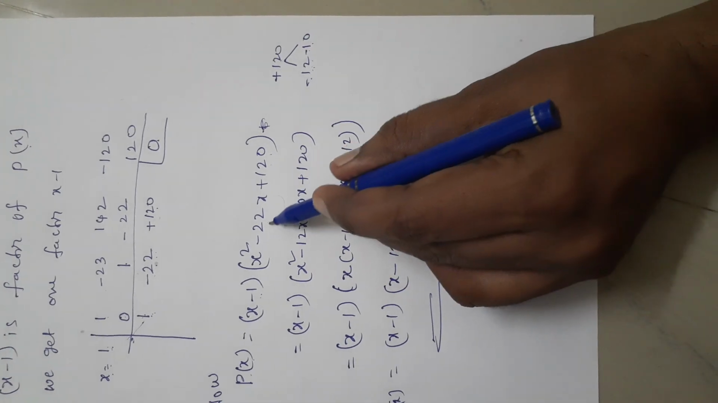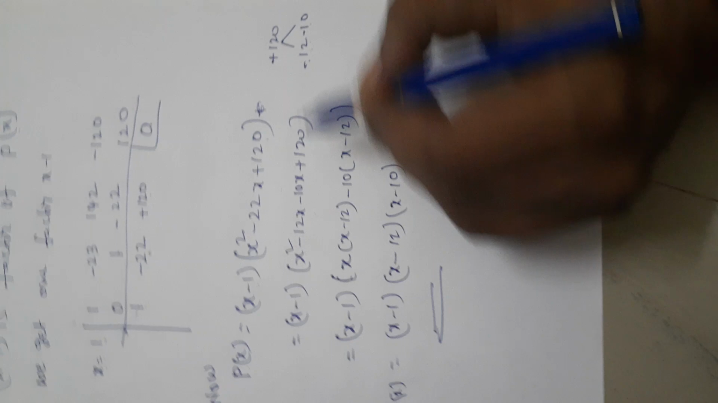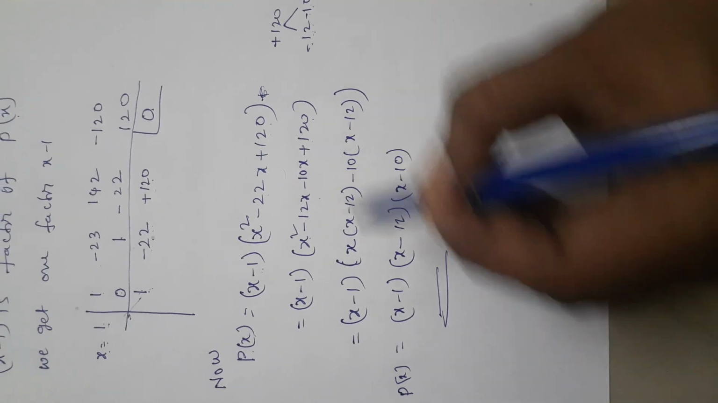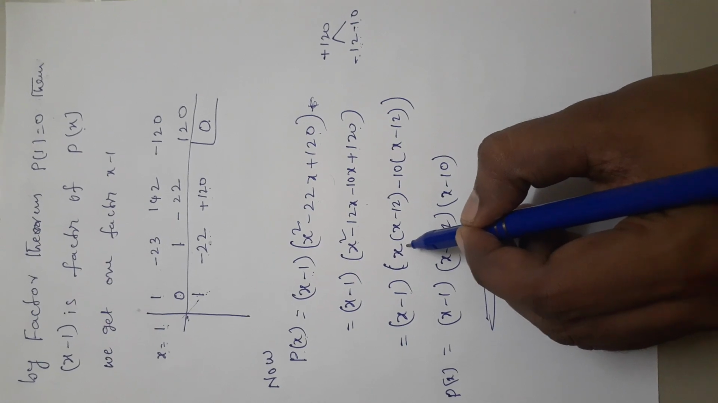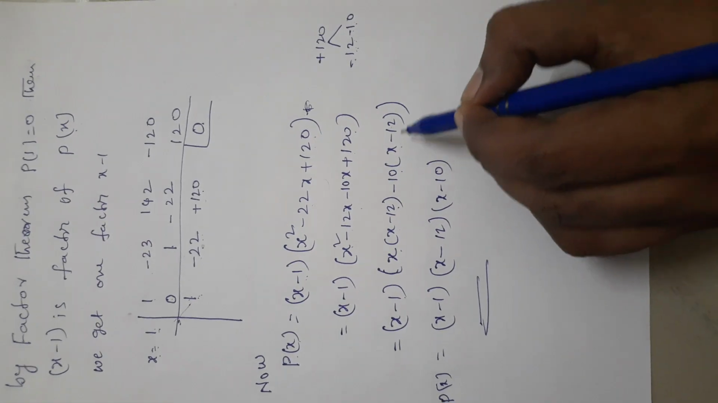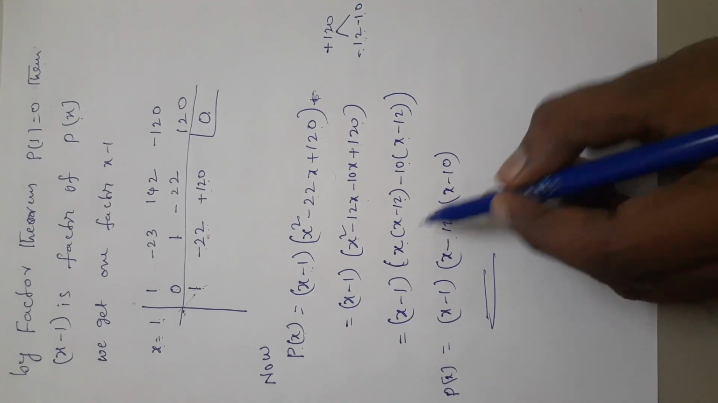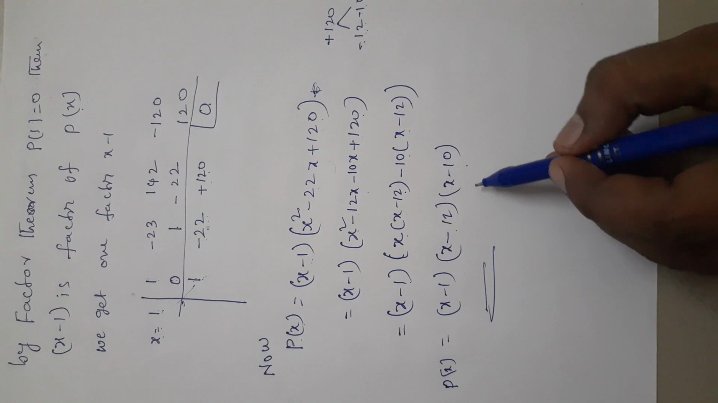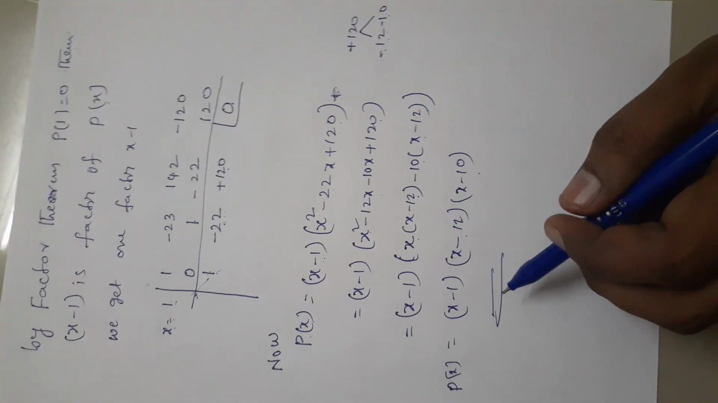Now easily we can split the middle term. x square minus 12x minus 10x plus 120. So x minus 1 into, in the first two x is common, x into x minus 12. In the next two minus 10 is common, x minus 12. Again x minus 12 is common, take it outside, x minus 10. Like this we can find the three factors. This method is called the synthetic division method.